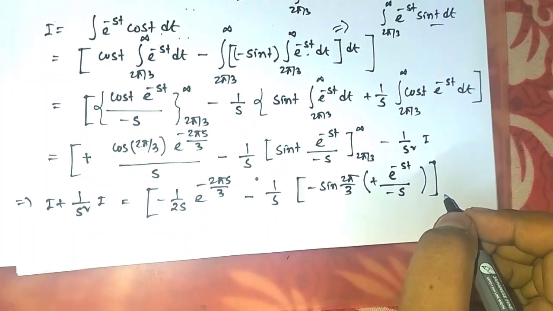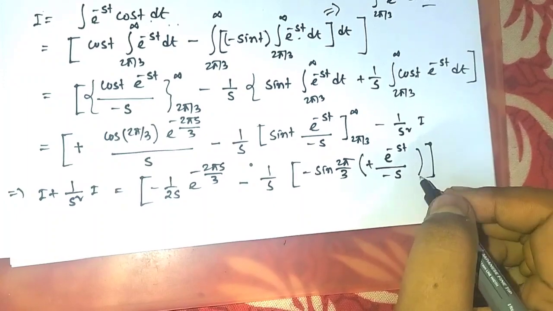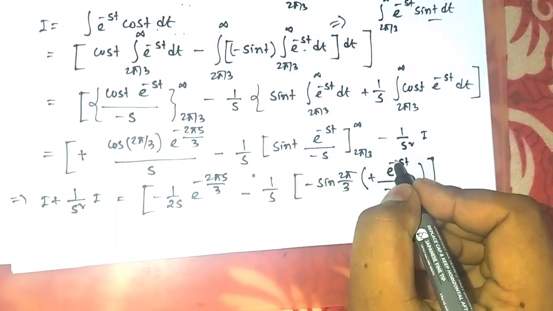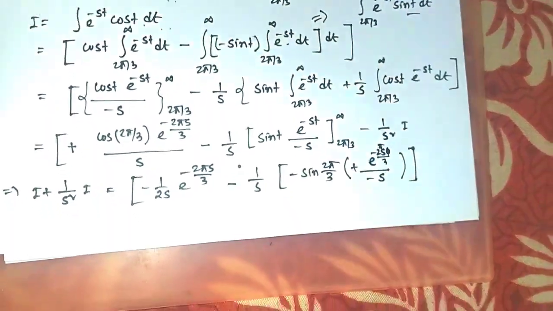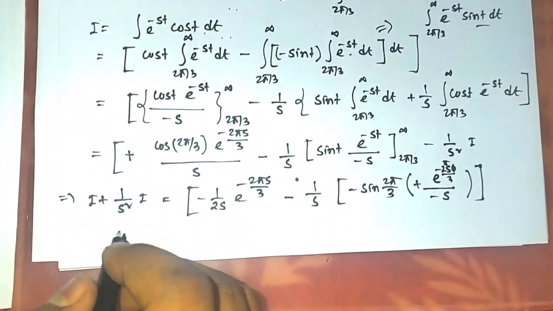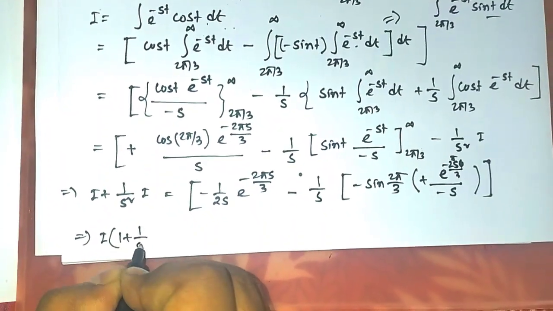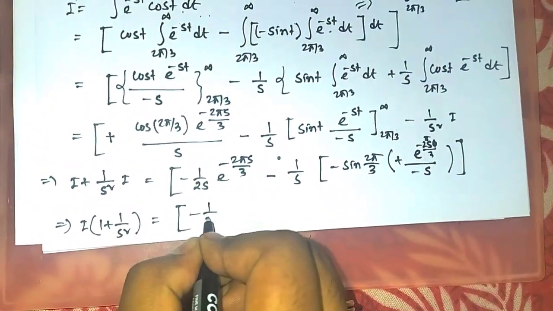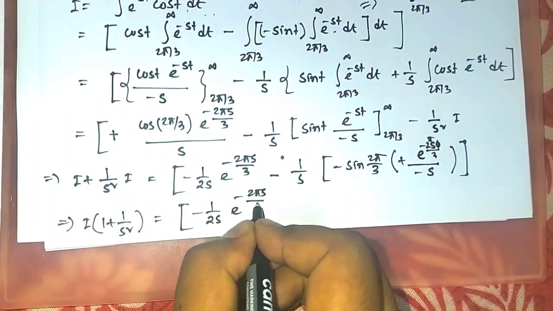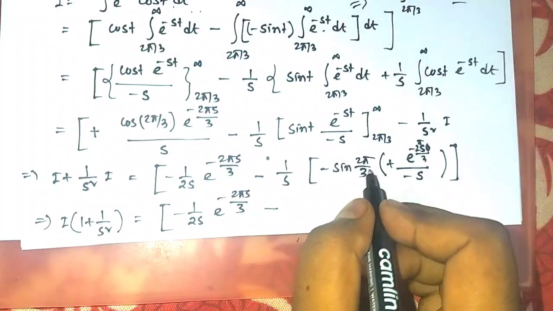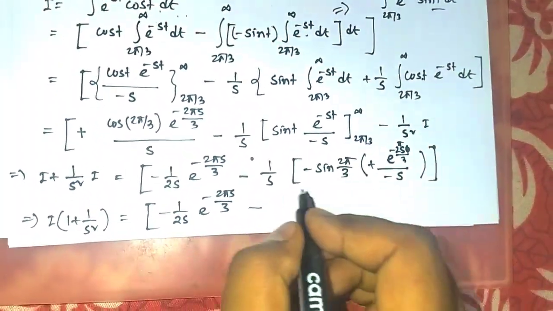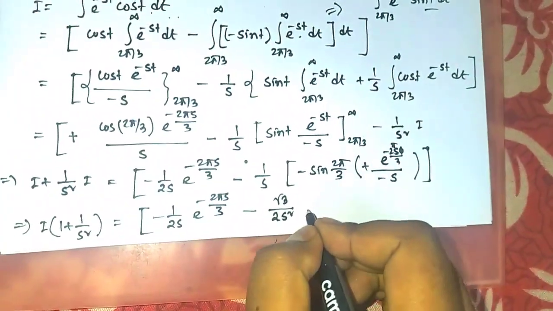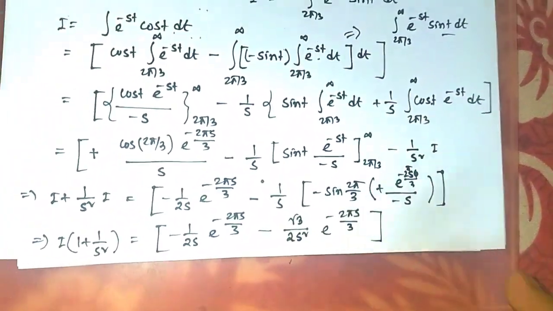Okay. Minus 2 pi s by 3, minus 1 by s, to minus sin 2 pi by 3, plus it will be minus 2 pi s by 3 by minus s. Okay, clear. So here I take common 1 plus 1 by s square, equal to minus 1 by 2s e to the power minus 2 pi s by 3, clear, minus sin 2 pi by 3, which equals root 3 by 2, so here root 3 by 2 s square, e to the power minus 2 pi s by 3.